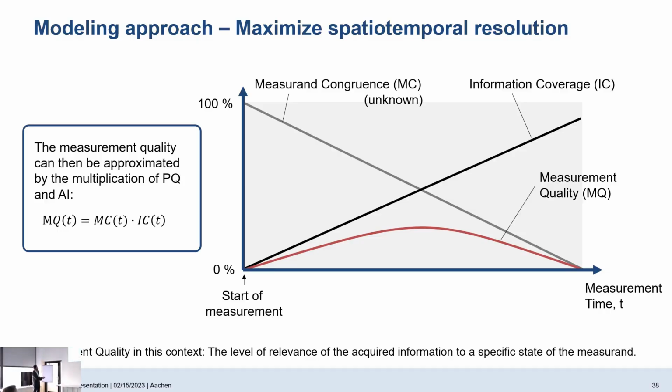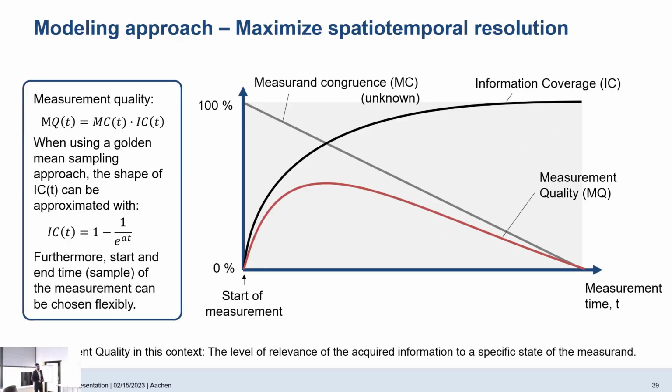However, if we now would use a golden mean sampling approach, this would change the shape of this information coverage curve, because we saw that the first sample contained kind of a maximized amount of information, and as we use an irrational number for the angular increment, we will always get a new perspective. So we will always add a new piece of information, which will become smaller and smaller and smaller. So it has to be a shape like this. And this will also affect the measurement quality.